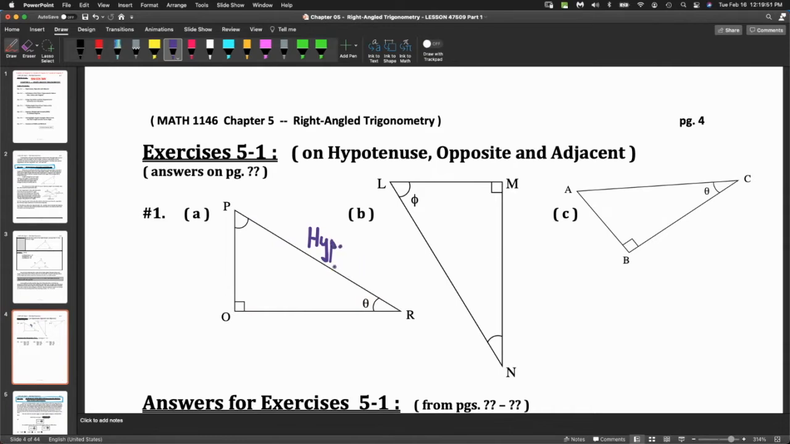Now, I wrote HYP for hypotenuse, but if you want, and what I'll do in the long run is I'll just write the letter H, and sometimes you'll see me circle it. I don't care if you do that fancy, but I'll just put hypotenuse for now.